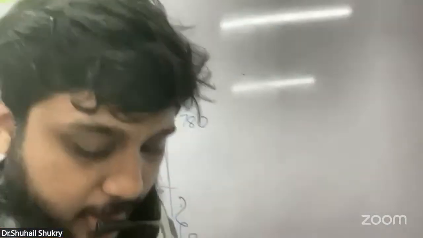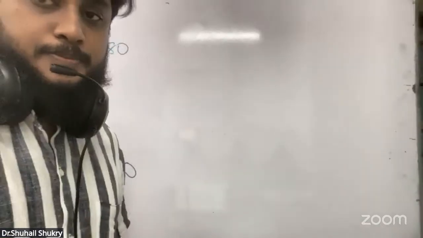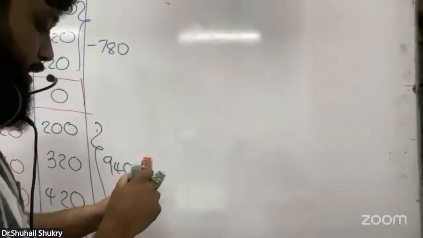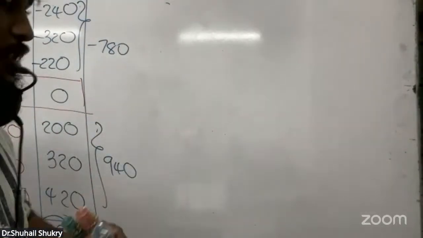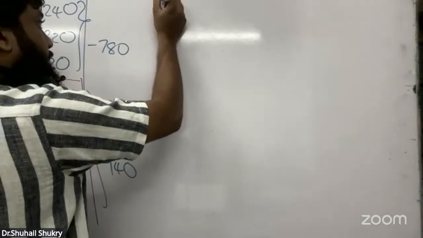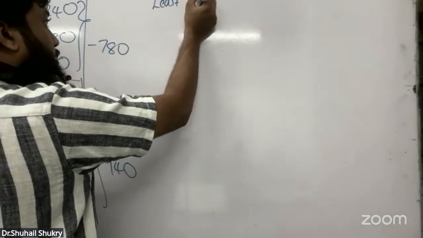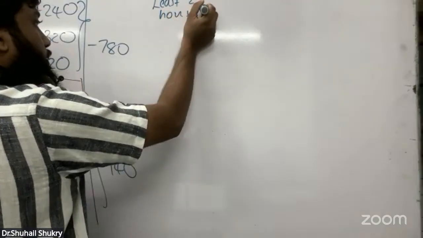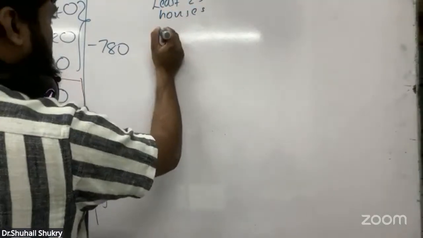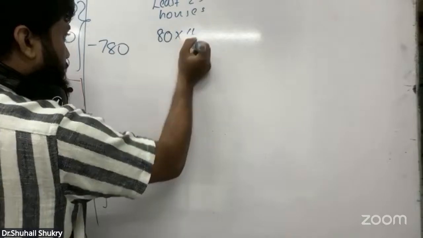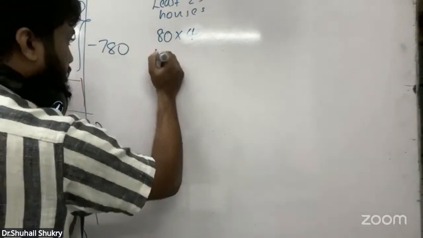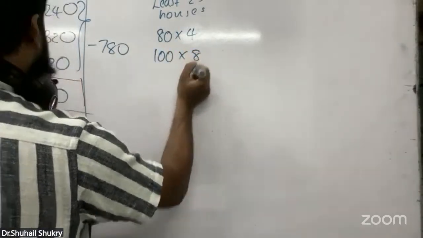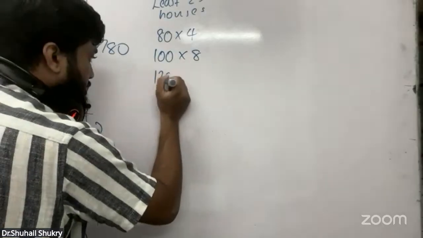Come again, now to this side. When I take to this side, the online people can't see the board. Right? Okay. Now we'll go for the least. Least 23 houses. This side we will write least 23 houses. Okay, we'll see the total amount of electricity they would have consumed. 80 units, how many houses, people? 4. 100 units, 8. 120 units, 11.